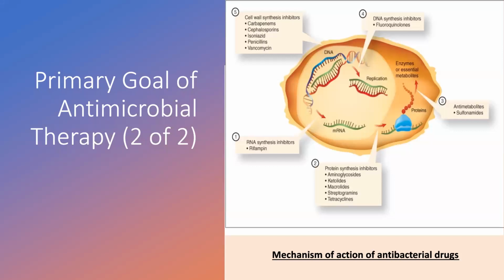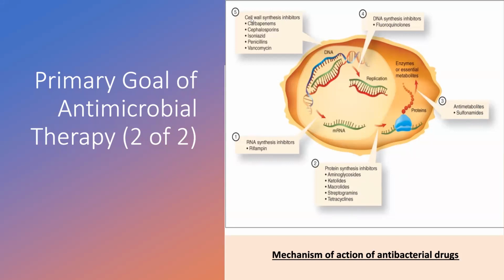So this primary goal of antimicrobials can be explained by the mechanism of action. We can see here, some drugs act on RNA synthesis and inhibit it, for example, rifampin. Then there are protein synthesis inhibitors, which stop protein synthesis, like aminoglycosides, ketolides, macrolides, streptogramins, and tetracyclines. There are some drugs which are anti-metabolites, sulfonamides. There are some drugs which stop the synthesis of DNA, like fluoroquinolones.